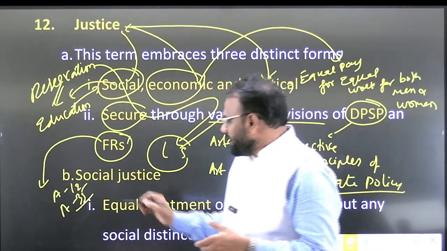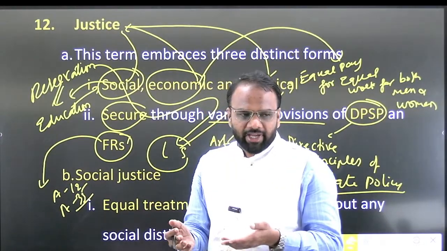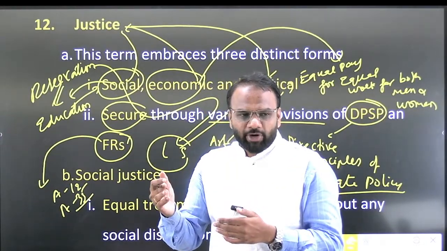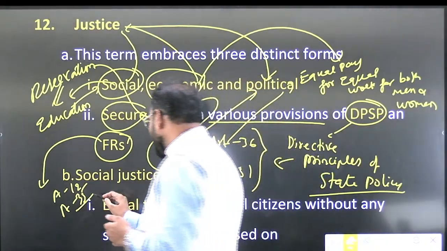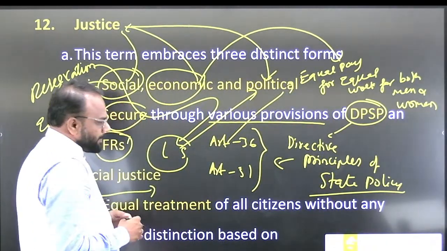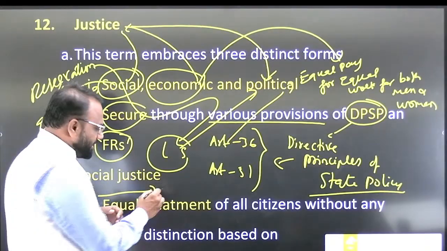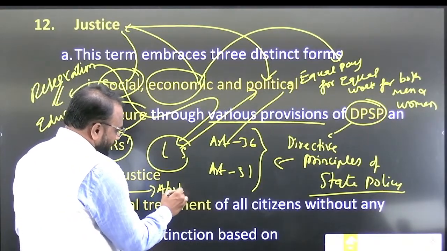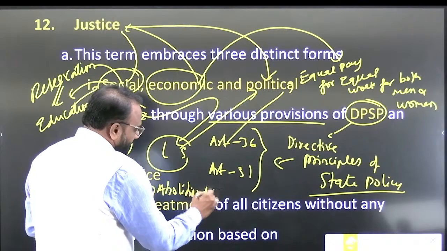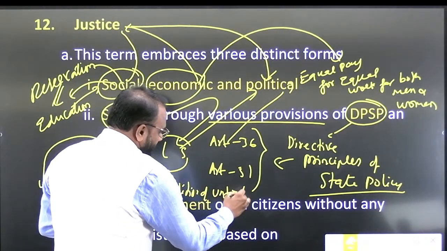For example, in fundamental rights there are various rights: right to equality, right against exploitation. There are various rights. One right is abolition of untouchability. So this is one fundamental right.